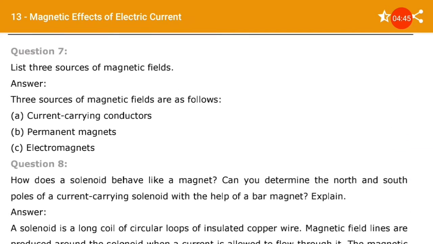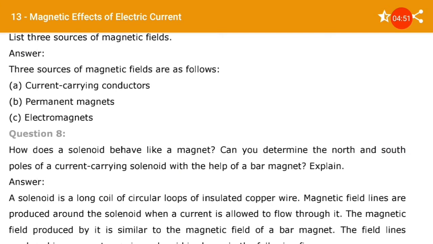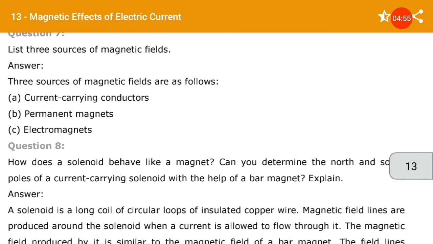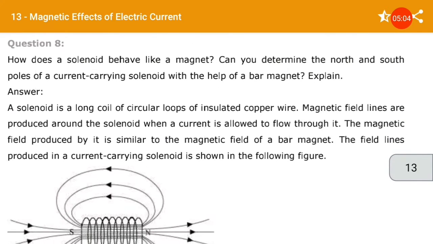Question number 7. List 3 sources of magnetic fields. So as we have discussed in our topic magnetic field, 3 sources of magnetic fields are current carrying conductors, permanent magnets and electromagnets.